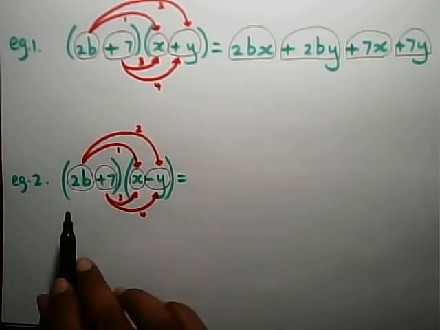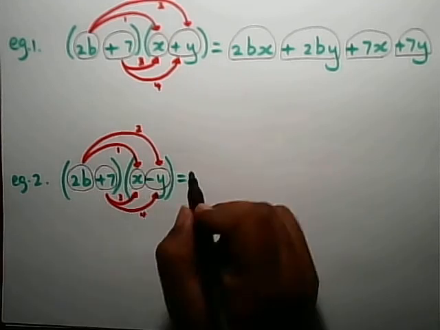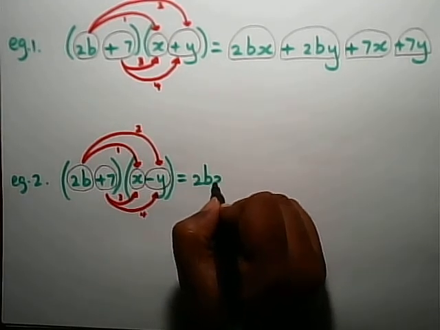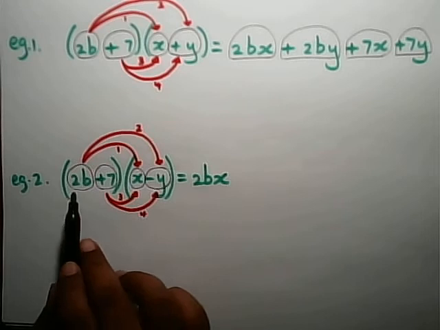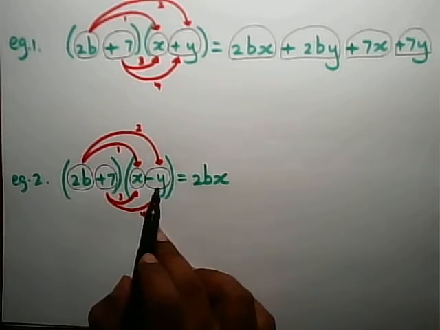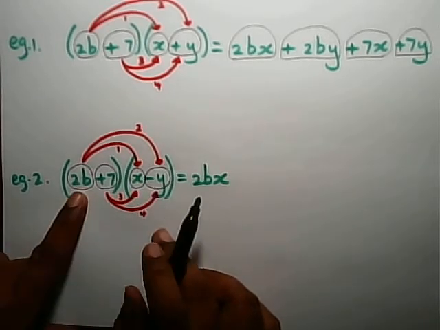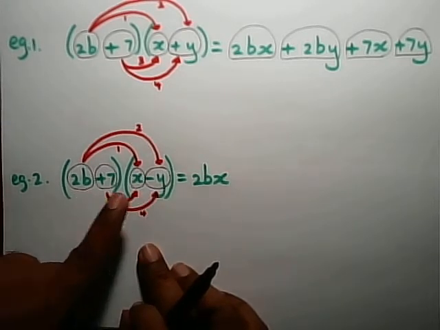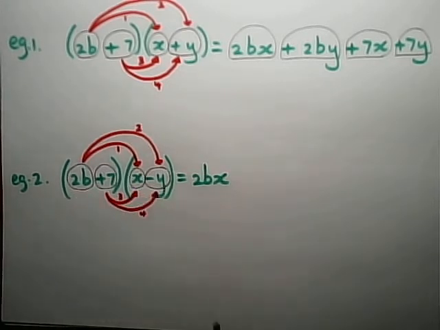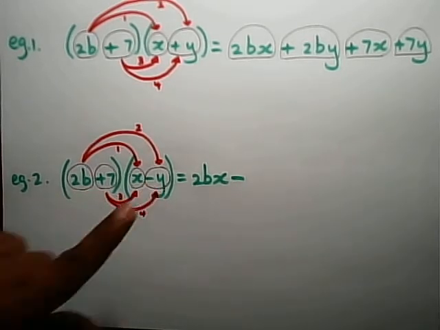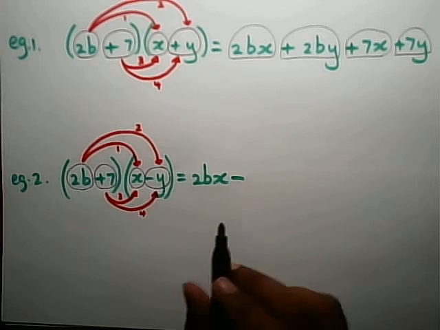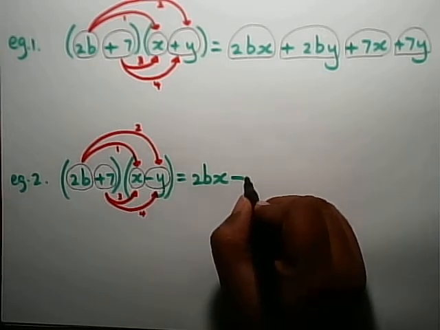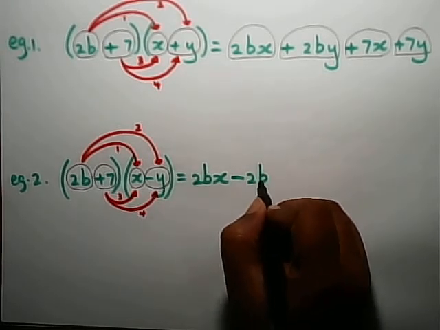Step 1, 2b multiplied to the x, 2bx. Step 2, 2b multiplied to negative y. Here we have a positive term multiplied to a negative term. If the signs are different, your answer is a negative answer. 2b multiplied by negative y is a negative 2by.